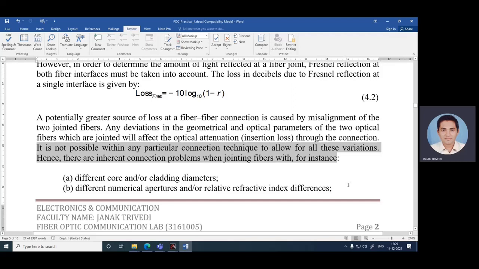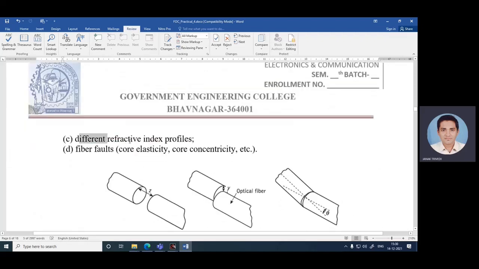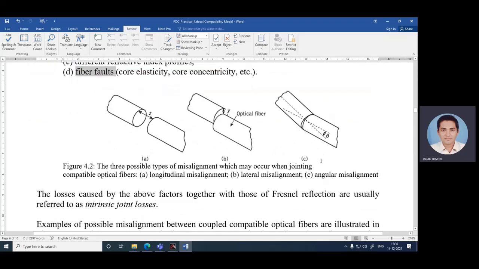Hence, there are inherent connection problems when jointing fibers which, for instance, have different core and/or cladding diameters, different numerical aperture and/or refractive index differences, different refractive index profiles and fiber faults, core ellipticity, core concentricity, etc.